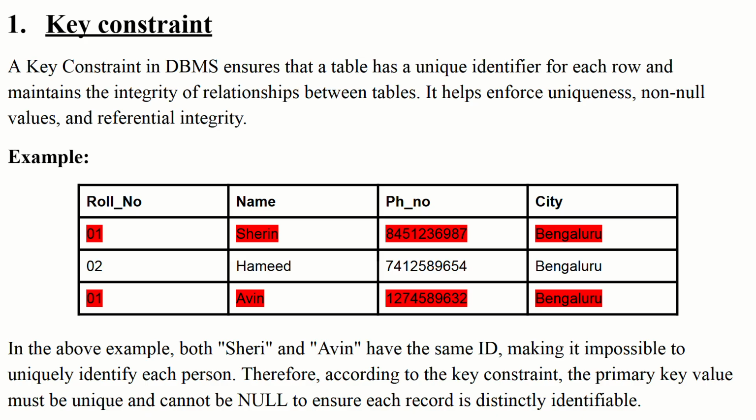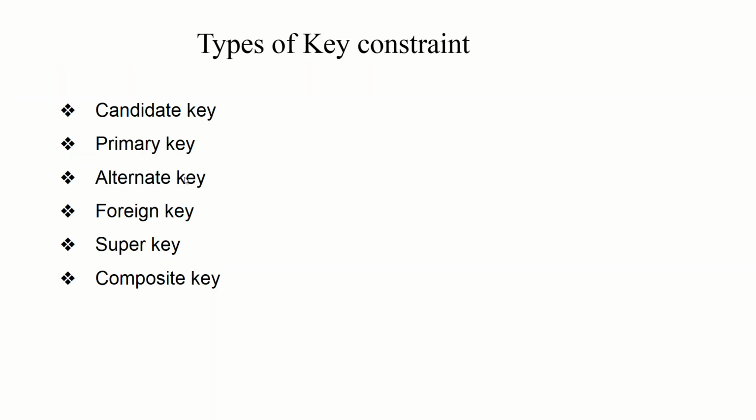Now we do have some types. The types of key constraints are the types of keys, which we already covered in the first chapter. The types of keys are candidate key, primary key, alternate key, foreign key, super key and composite key. Now let's see all these one by one.